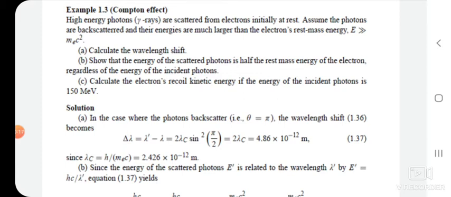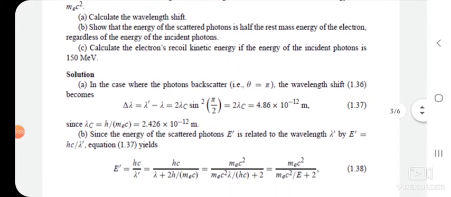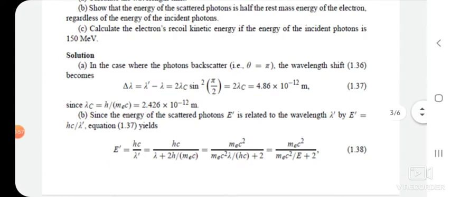Which is equal to 2 lambda c. If you substitute the value of lambda c, it gives 4.86 into 10 to the power of minus 12 meter, and since lambda c is equal to 4.86 into 10 to the power of minus 12 divided by 2, which is also equal to h by mec, therefore we are getting 2.426 into 10 to the power of minus 12 meter. Means in this way we can find out the Compton shift or wavelength shift.